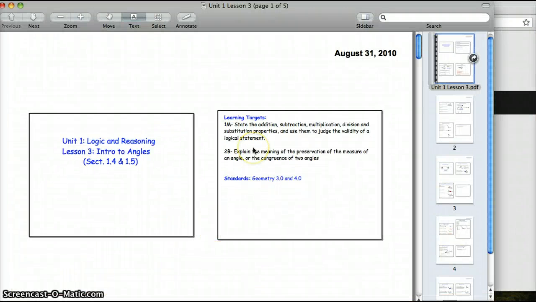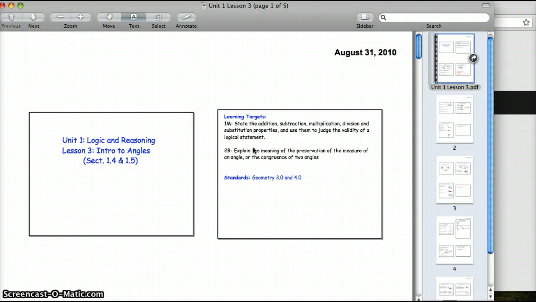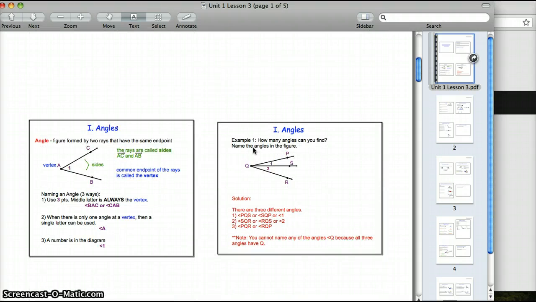Okay, so we're going to talk about our introduction to angles. An angle is a figure that's formed by two rays that have the same endpoint. So here we've got two rays, CA and BA. They have the same endpoint. They share the vertex A. So this is an angle because it's two rays, BA and CA, and they share the common vertex A. Now, you can name an angle three ways.